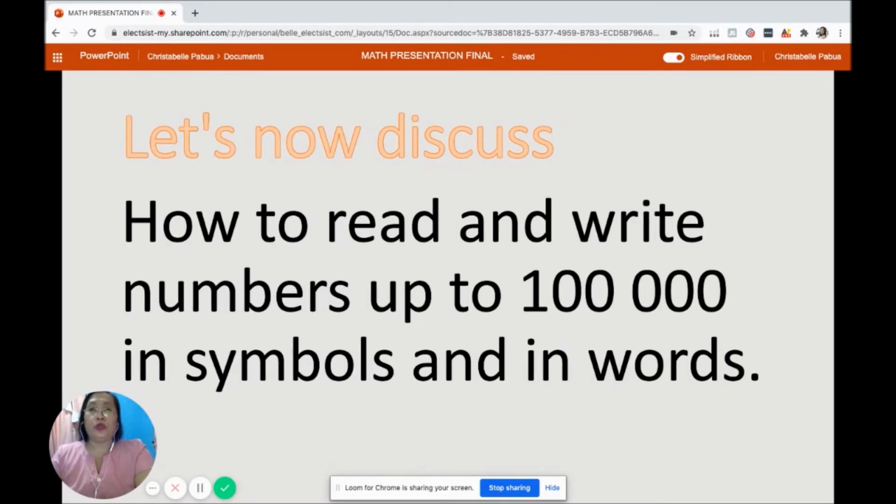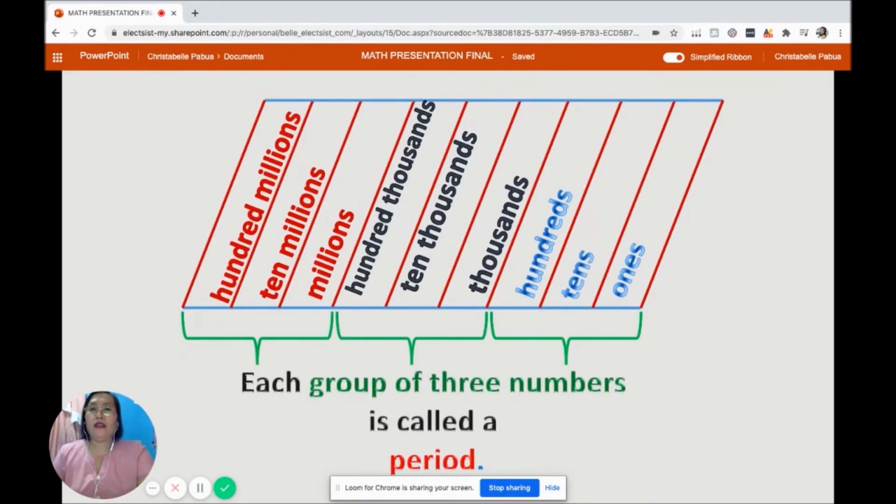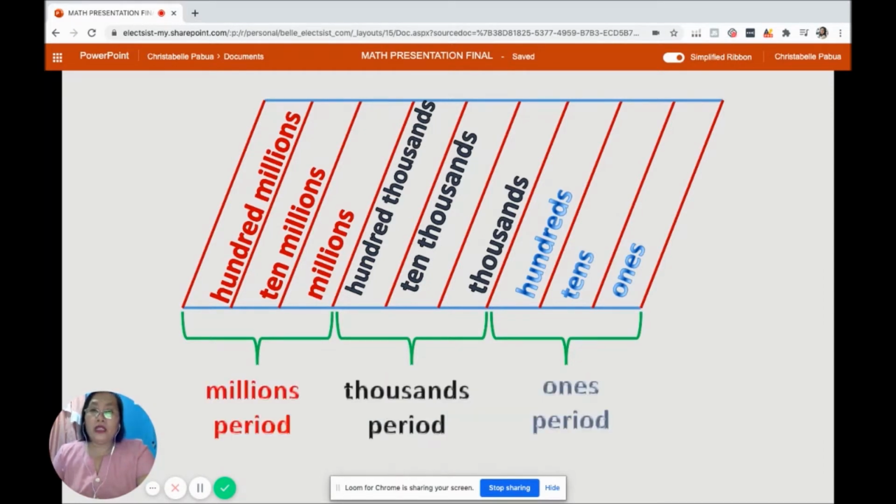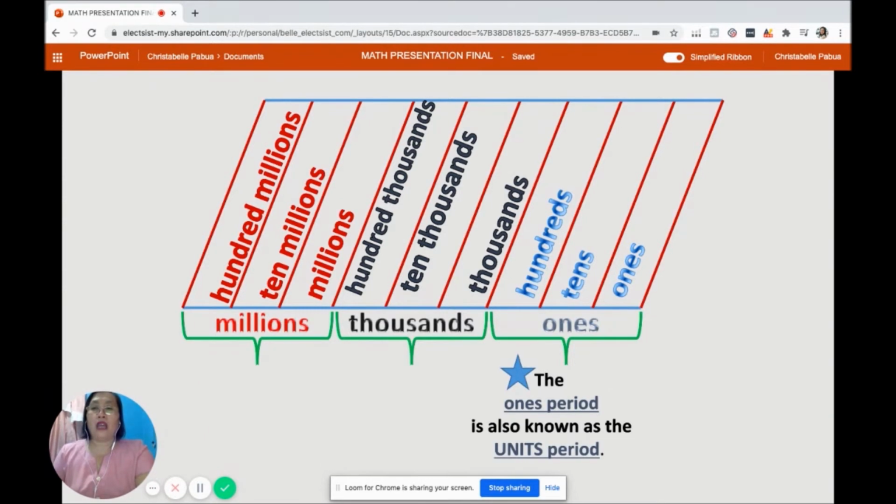Our topic is how to read and write numbers up to 100,000s in symbols and in words. Before we proceed to our discussion, let me introduce first the place value chart. As you can see in our illustrations, each group of 3 numbers is called a period. In the first period, you can see ones, tens, and hundreds. And the second period is thousands, 10,000s, and 100,000s. On the third period, you can see millions, 10 millions, and 100 millions. So the 3 periods are named ones period, thousands period, and millions period. The ones period is also known as the units period.